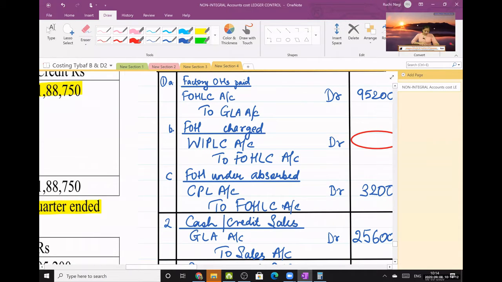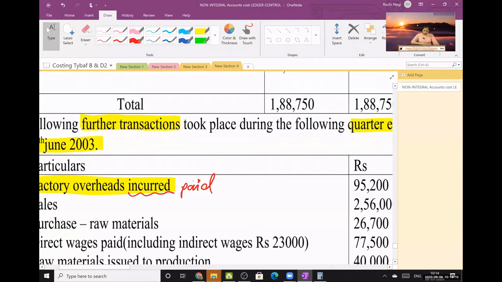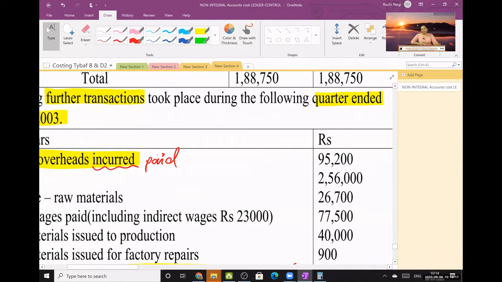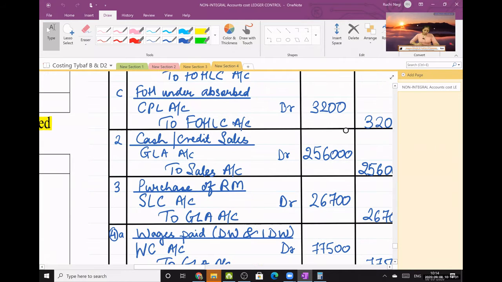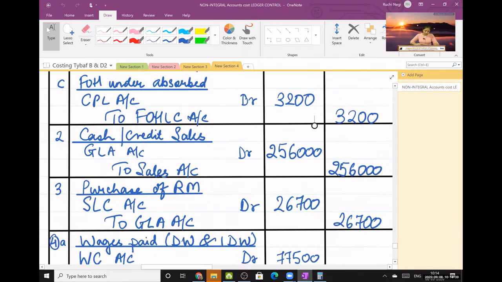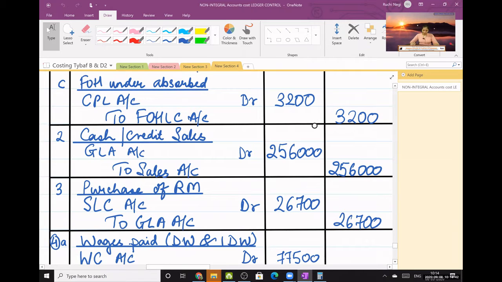Okay, next. Sales 2,56,000. It is not mentioned whether it is credit or cash sales. Anyways, it doesn't matter because sales is recorded in the cost sheet. Whether it is cash or credit sales makes no difference to us, because anyway we don't write cash or debtors. We will replace it with the principal ledger, that is GLA. So write down GLA account debit to sales 2,56,000. GLA to sales 2,56,000.